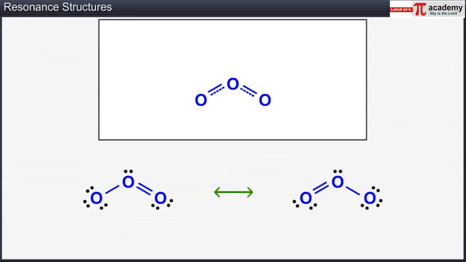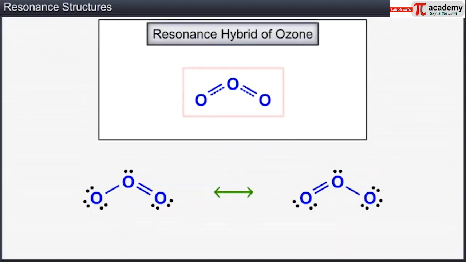The actual structure of a molecule is a hybrid of all resonance structures possible. It is called a resonance hybrid. This resonance hybrid is more stable than any of the contributing resonating structures. In this example, the resultant of these two structures, that is, the resonance hybrid, explains the equivalent nature of the bonds and the observed bond length, which is 128 picometers as shown here.